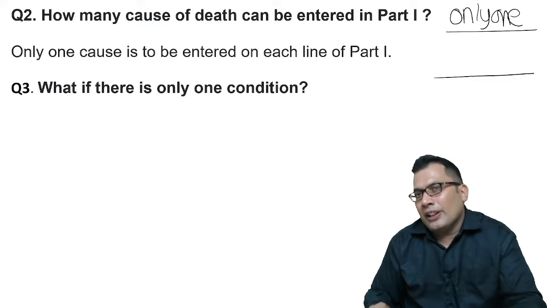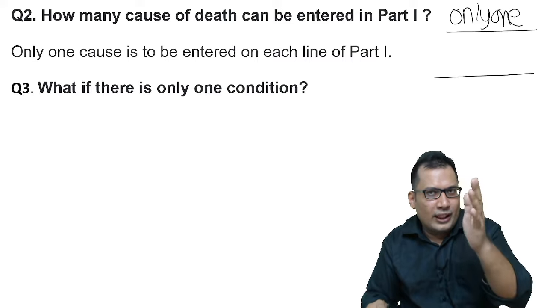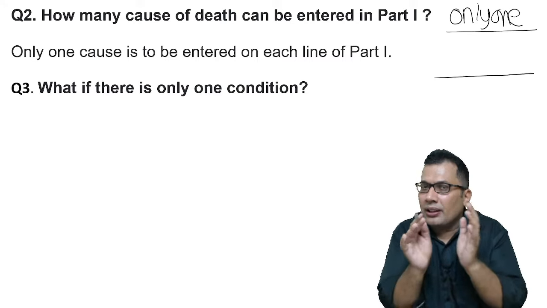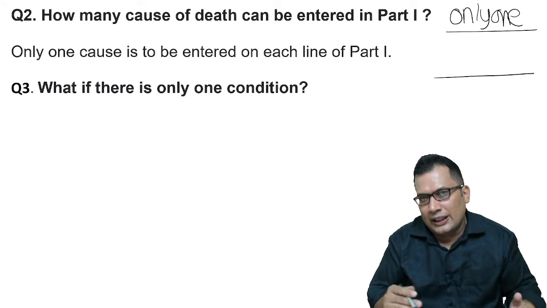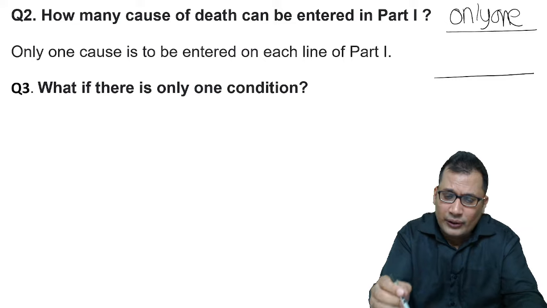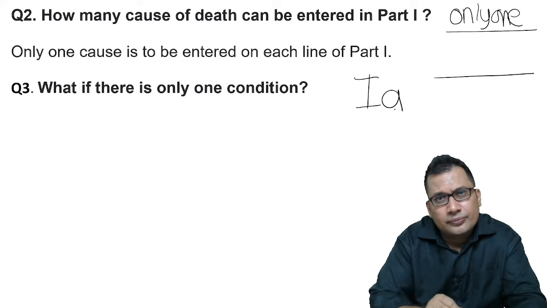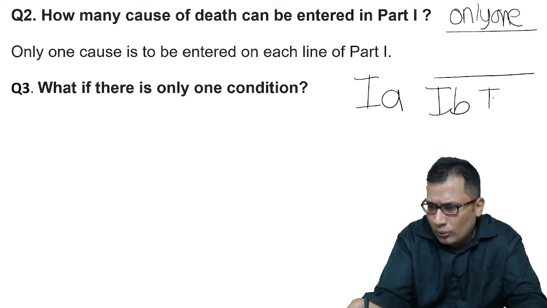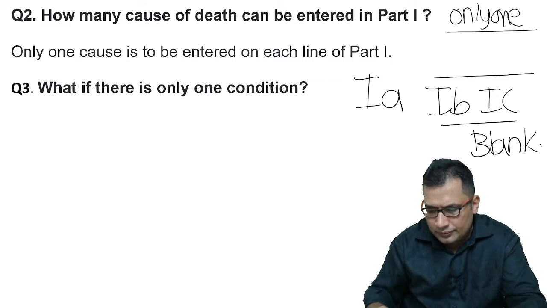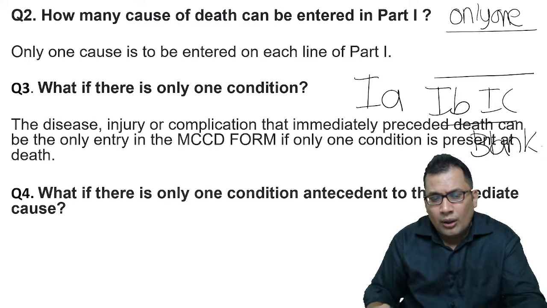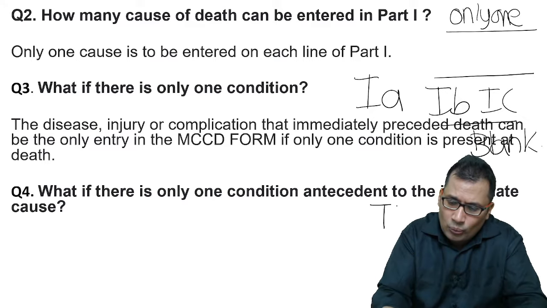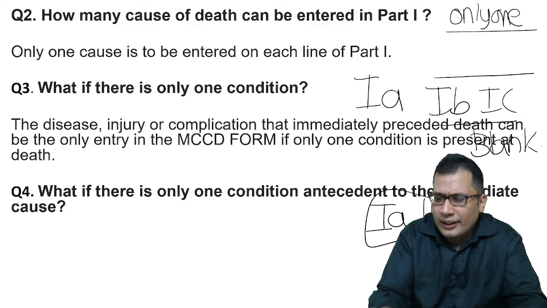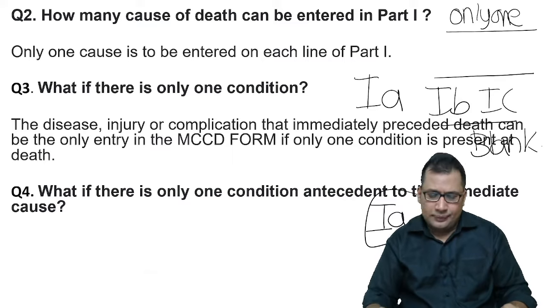What if there is only one condition? As you know, 1A, 1B, 1C, there are three parts. But in a case where there is only one condition leading to the death of the person, which is known as the immediate cause, then you can write only 1A. Keep 1B, 1C blank. What if there is only one condition antecedent to the immediate cause? Then you can write 1A and 1B. You can keep 1C blank.